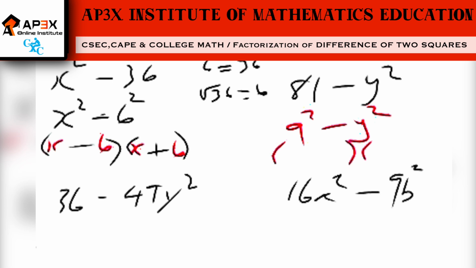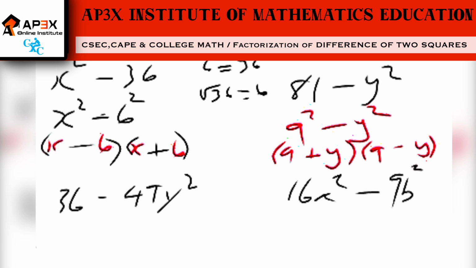I can go ahead, open two brackets, insert a plus in one bracket, insert a minus in the other bracket, and ensure that both my brackets have the same term. So 9 on one side, 9 on the other side, y on one side, y on the other side. And voila, easy to get your answer. You can literally do this in your CSEC exam in 10-15 seconds, right? Let's move right along.